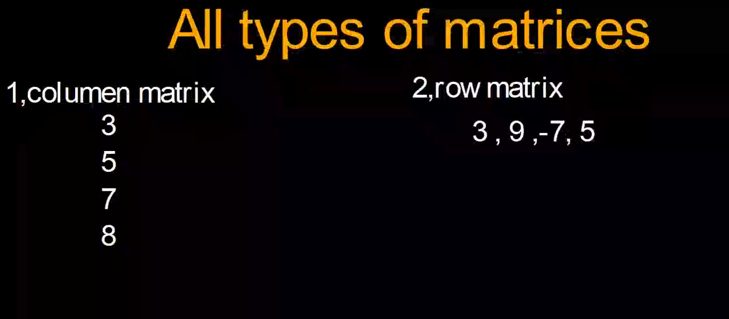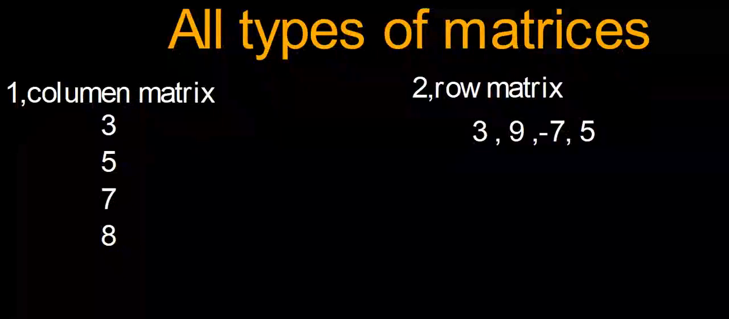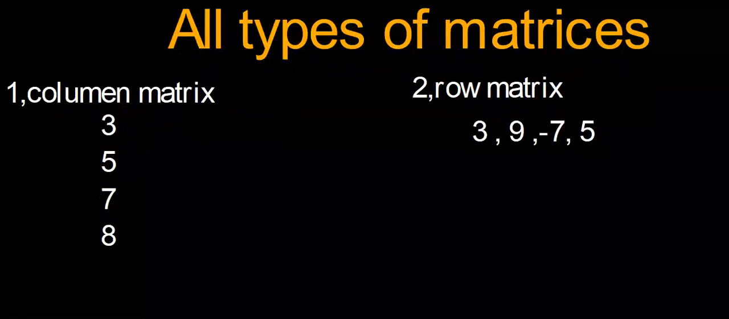In this lesson, we're going to talk about all types of matrix. We're going to talk about a column matrix, the diagonal matrix, the square matrix, and all types of matrix. So let's get started. Well, the first one is the column matrix.